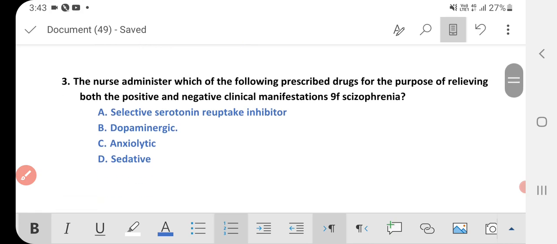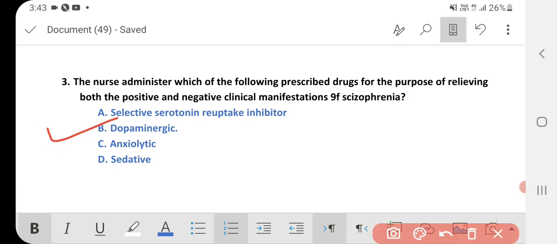Third, the nurse administers which of the following prescribed drugs for the purpose of reducing both positive and negative clinical manifestations of schizophrenia? A, selective serotonin uptake inhibitor; B, dopaminergic; C, anxiolytic; D, sedatives. So the right answer is dopaminergic. B is the correct option.